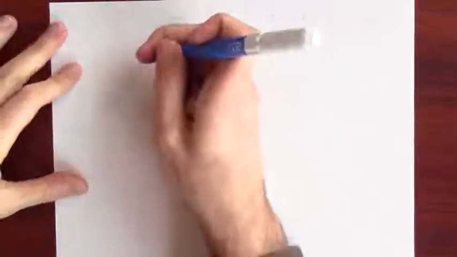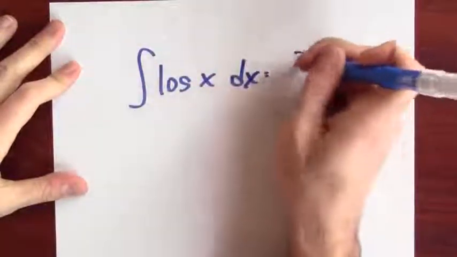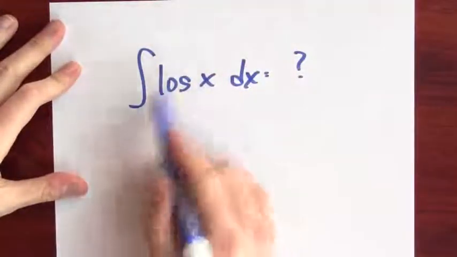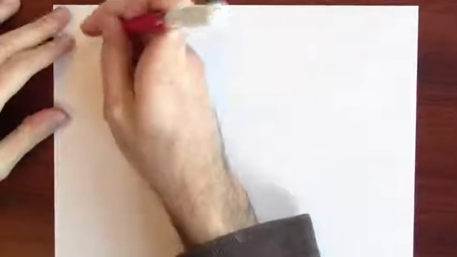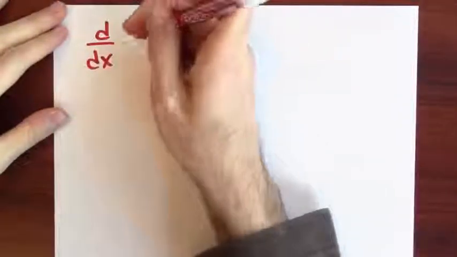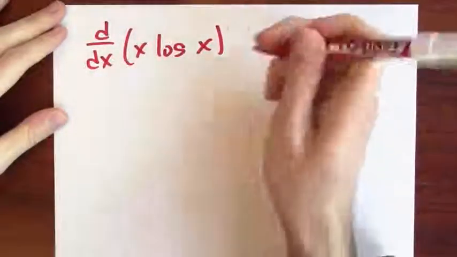So in symbols, what I'm looking for is an antiderivative of the natural log of x, some function that differentiates to the natural log of x. But have we ever differentiated anything and gotten log as the answer? Who knows, huh? But it turns out that the derivative of x log x is not so far off.